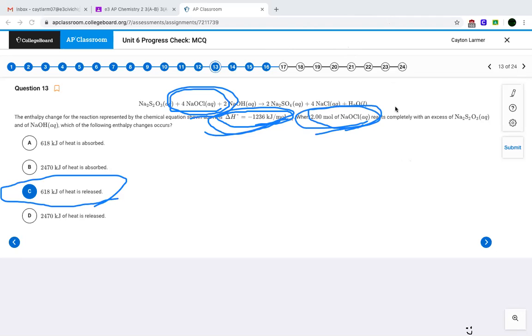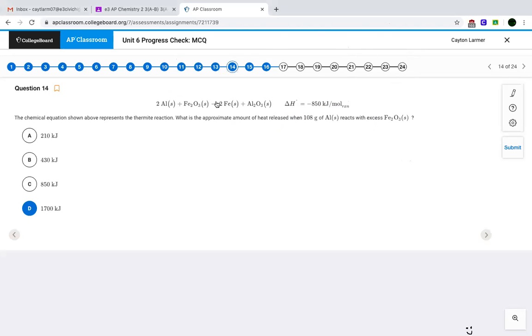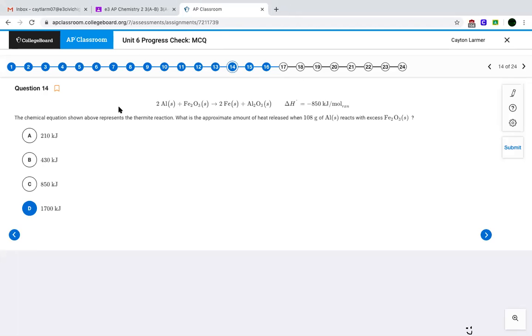All right. Any questions, scholars? Jacob, you good to go? Yes. Okay. Number 14. Right. Cool. Oh, there we go. So this is the thing that sparked me going down the thermite rabbit hole.